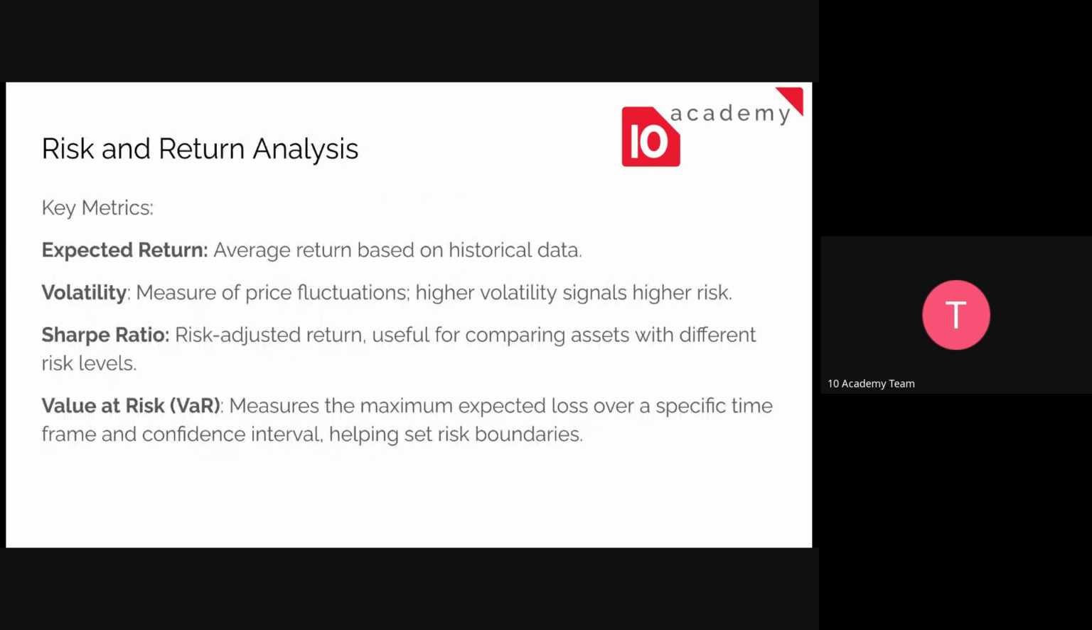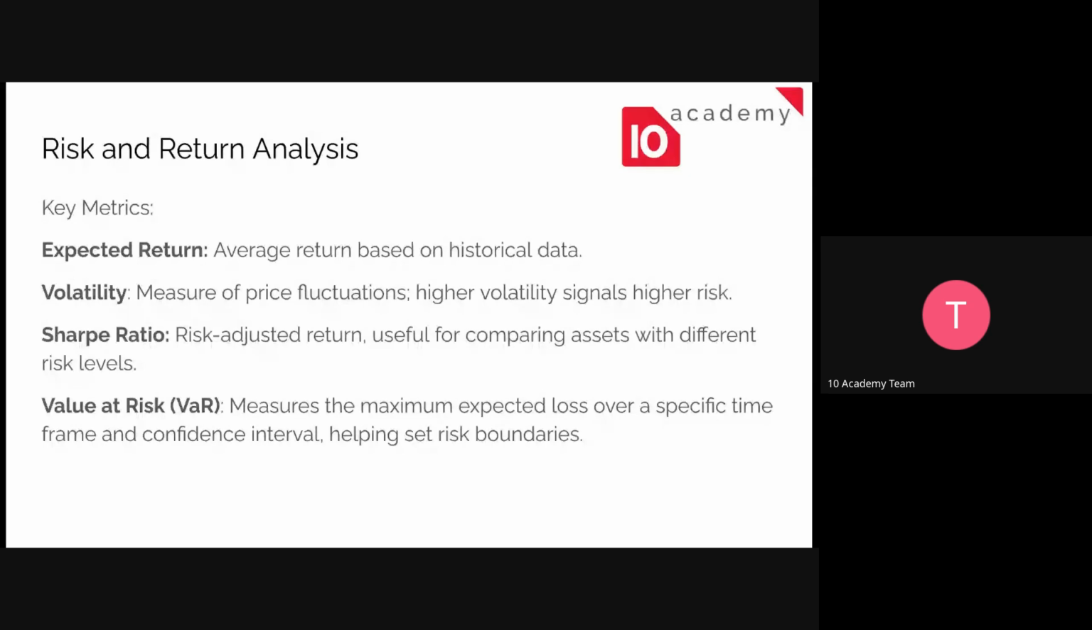So before we go into the method, let's take a look at some key metrics that are going to help us get to this portfolio optimization. The first one is expected return, the average return based on historical data. Volatility is just the price fluctuation. So highly volatile means high risk.